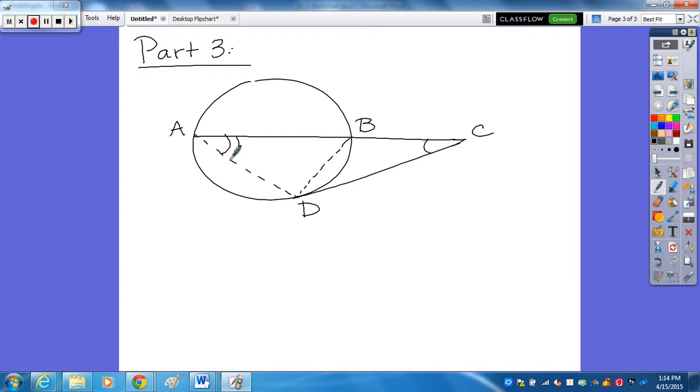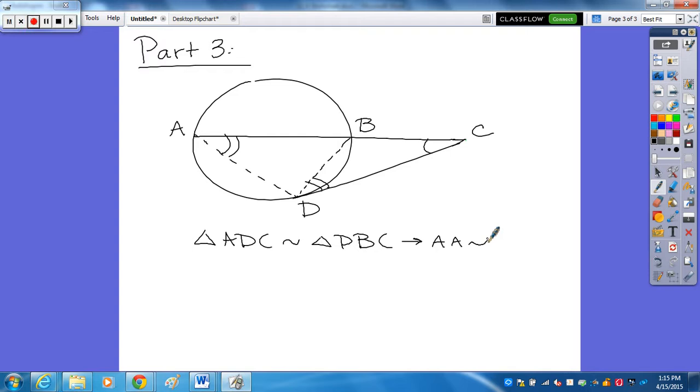So I know that this angle and this angle have to be the exact same because they intercept the same arcs. Now from there, I can then prove that our triangles are similar again by angle-angle similarity. So I'm going to do something like this. Let's do triangle ADC is similar to triangle DBC. Okay, again, angle-angle similarity. Okay.